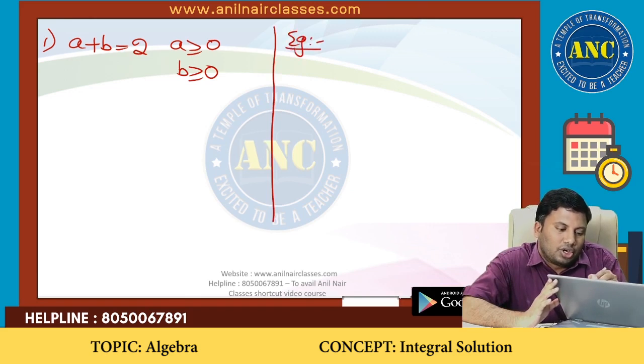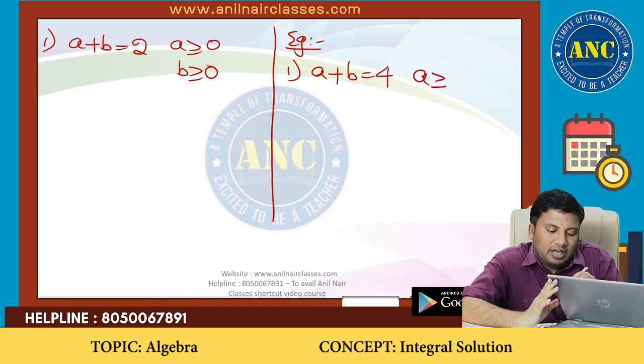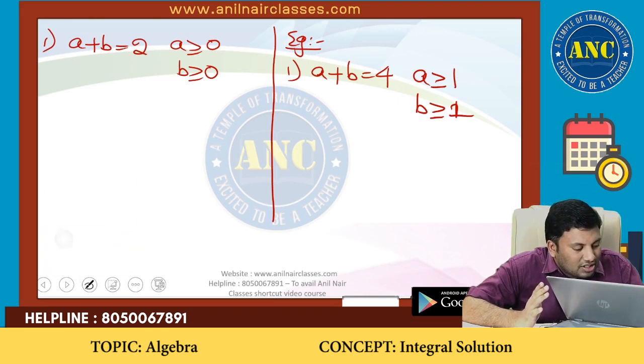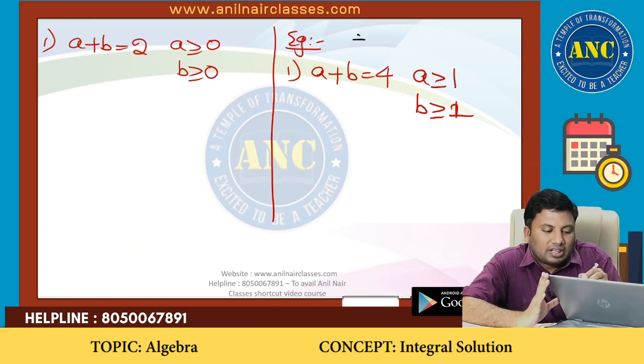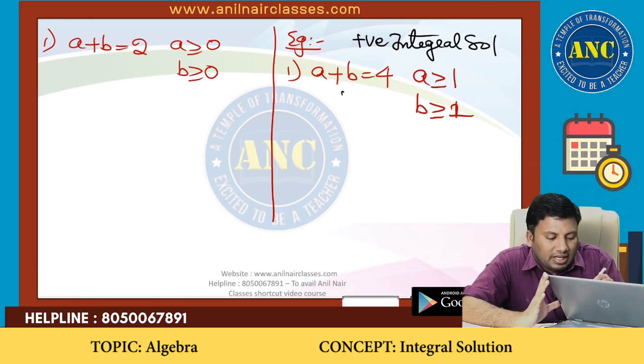First see this one. Example. You should know integral solutions, then only you can solve these questions very easily. a plus b is equivalent to 4, a greater than or equal to 1, b greater than or equal to 1. If the variables are starting with 1, then it is nothing but positive integral solutions. How to determine the positive integral solutions?